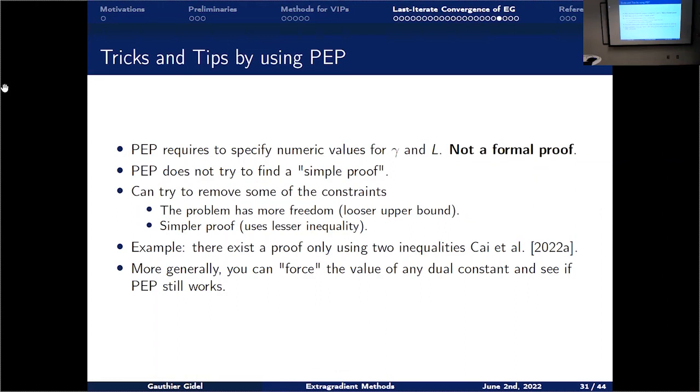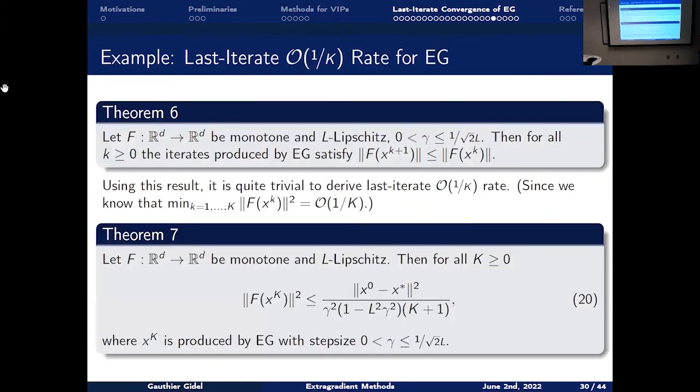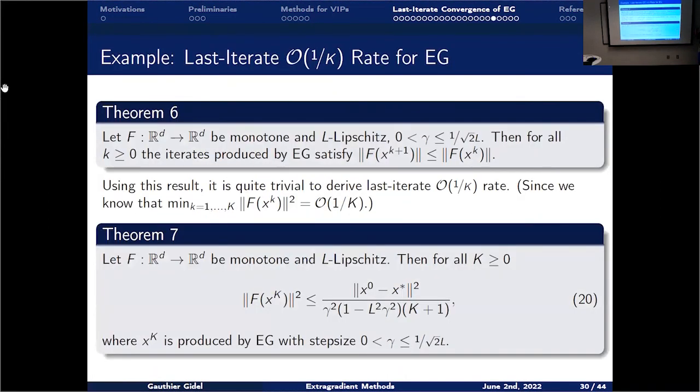Yeah, so tips and tricks for using PEP. As I mentioned, it's not a formal proof. You have to specify, but it gives some insights. Very interestingly, and this is sad, PEP does not try to find a simple proof for you. Meaning that PEP doesn't try to put some coefficients to 0. If it's 0, you're lucky, but sometimes they are all equal to some weird values such as 0.2659, and you have no idea what it actually corresponds to in practice. And actually, to illustrate that, there exists a proof of this result using only 2 inequalities that we missed, and that someone found afterwards.